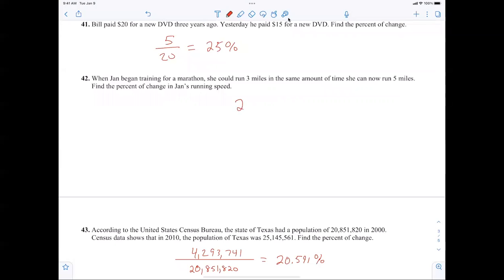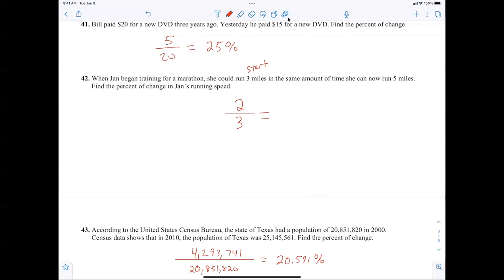Now the question is, and don't change your answer, did you start at 3 miles or did you start at 5 miles? Started at 5? No, it's 2. When Jane began training, she could run 3 miles. So this is the start. Oh, so then you put 2 with 3. Right, now divide that on your calculator, please. And then you get 0.67.